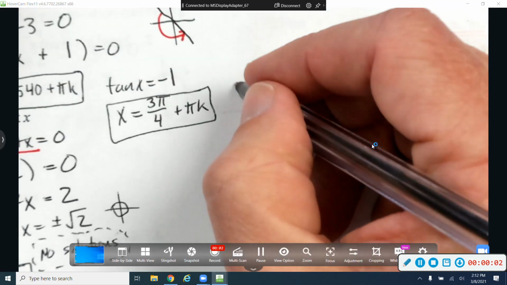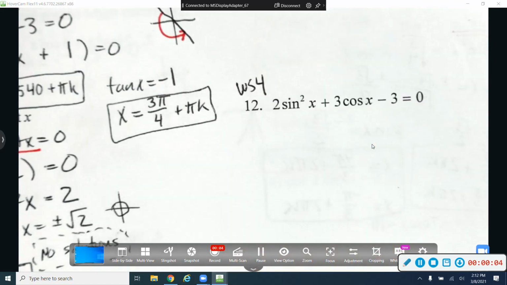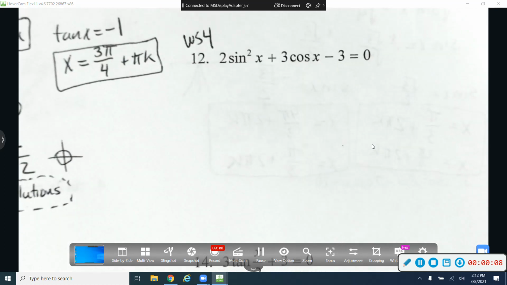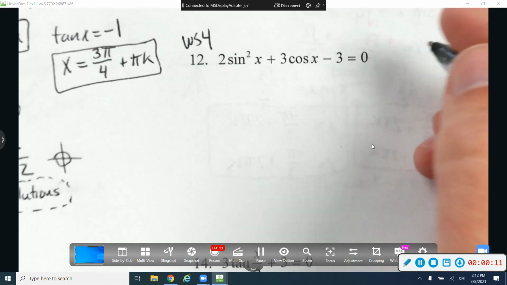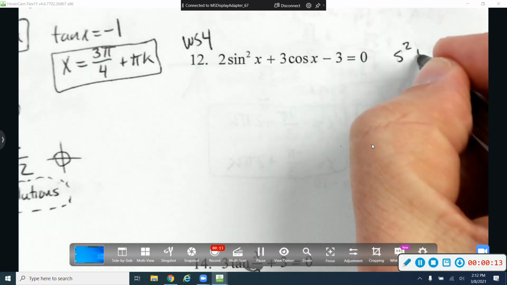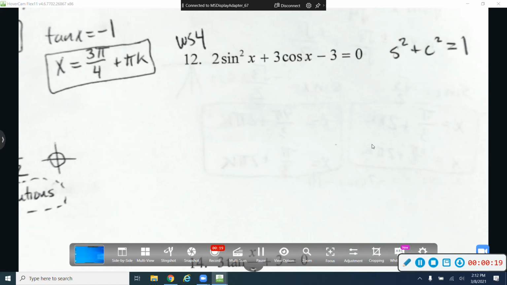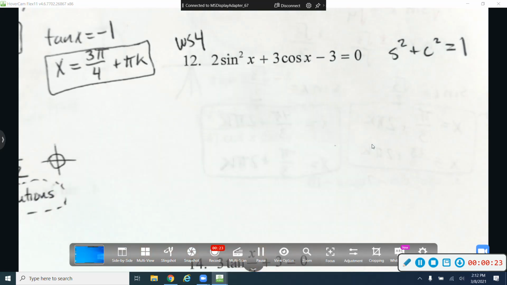All right, on worksheet 4, number 12, sine squared and a cosine. So this is that Pythagorean identity we'll need. Sine squared plus cosine squared is 1. Do I want to replace the sine squared or do I want to replace cosine?